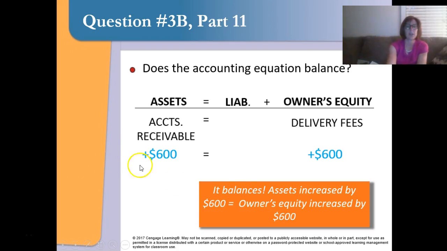And let's look at our accounting equation. So we've got assets on the left side of $600 increased, and we have another $600 in revenue that falls within the umbrella of owner's equity, and we remain in balance. It's a good thing.